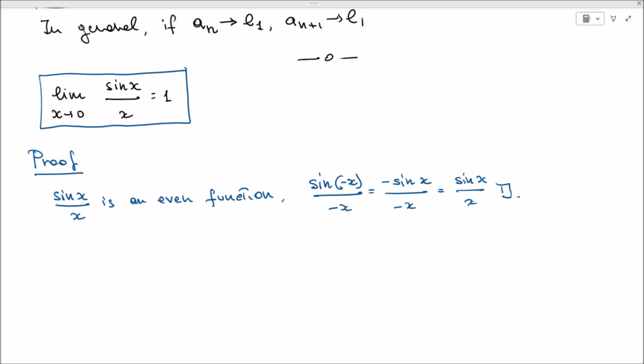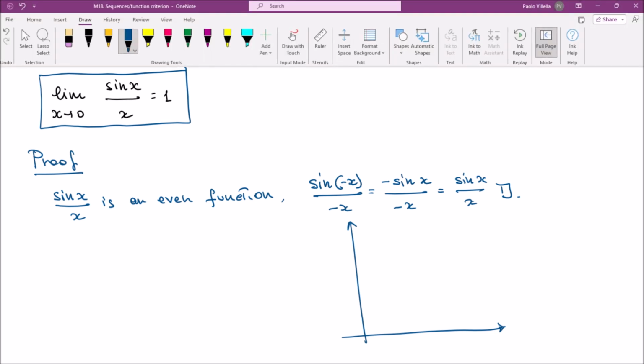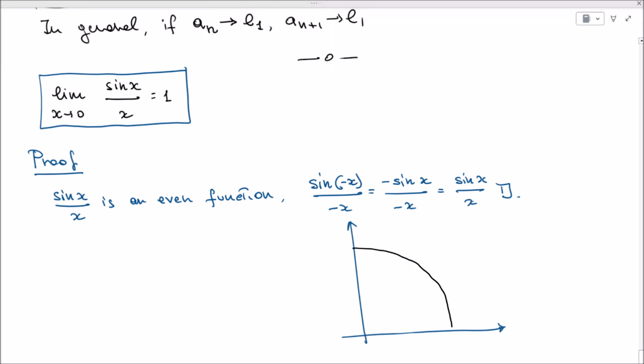But if this is the case, the only thing that we need to prove at this point is that we can just restrict our attention to the positive x, and we know that x will tend to 0 from positive numbers. Okay, so we will consider just this part of the unit circle. Remember that this is 1. And we will take the limit of sine of x divided by x for x that is a positive angle approaching 0 from above.